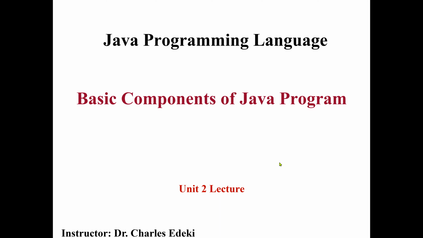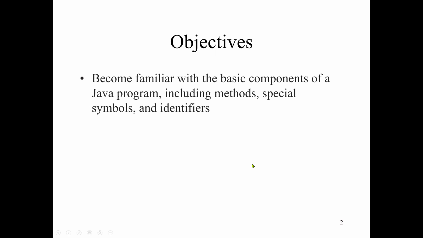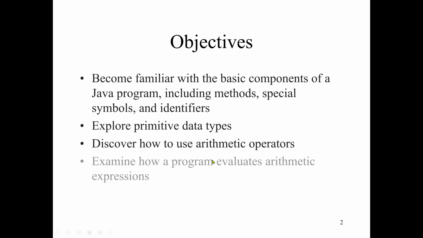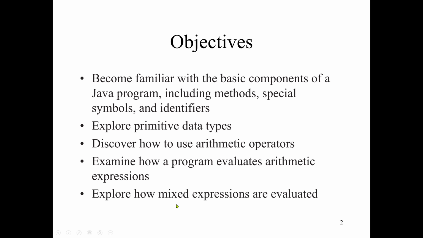In this lecture, we're going to cover the basic components of a Java program. This is our Unit 2 lecture. So our main objective is to become familiar with the basic components of a Java program, including methods, special symbols, and identifiers. Also, we are going to explore the primitive data types and discover how to use arithmetic operators and how to evaluate arithmetic expressions. Also, we're going to explore how mixed expressions are evaluated.